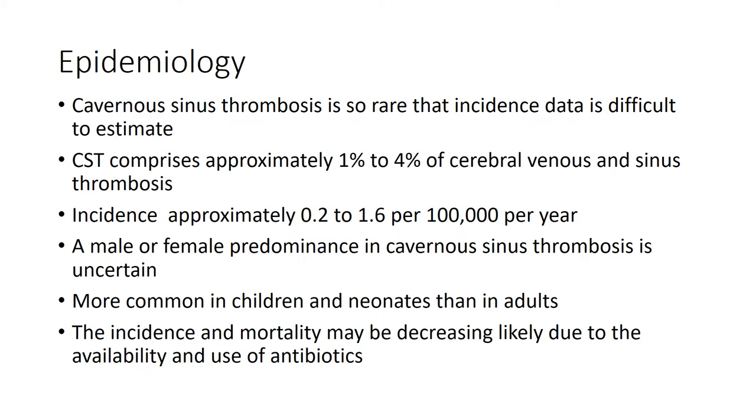Epidemiology. Cavernous sinus thrombosis is so rare that incident data is difficult to estimate. Cavernous sinus thrombosis comprises approximately 1 to 4% of cerebral venous and sinus thrombosis. Incidence is approximately between 0.2 to 1.6 per 100,000 cases per year. A male or female predominance in cavernous sinus thrombosis is uncertain. It is more common in children and neonates than in adults. And the incidence and mortality may be decreasing, likely due to availability and use of antibiotics.